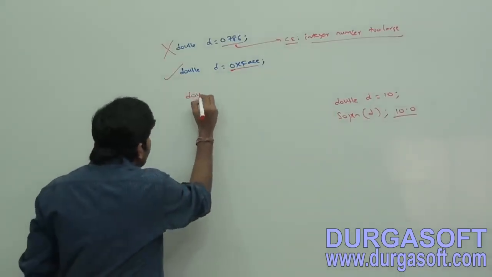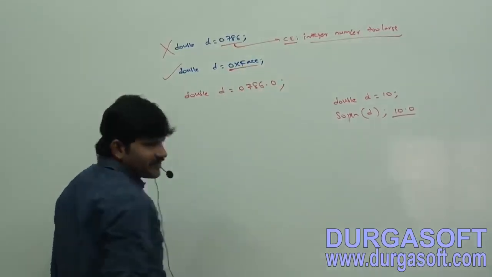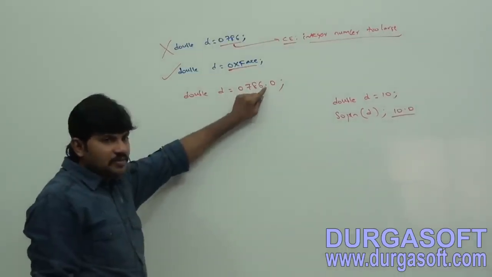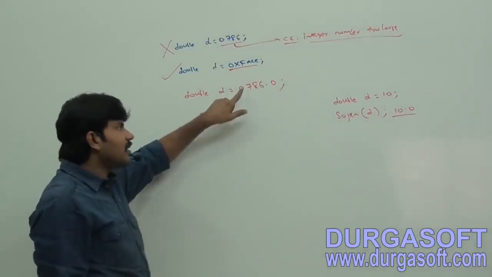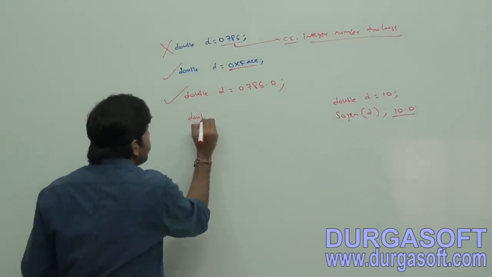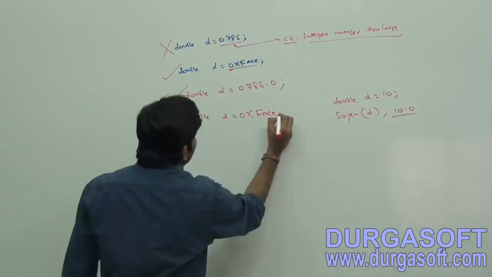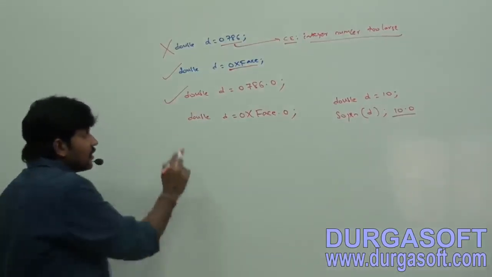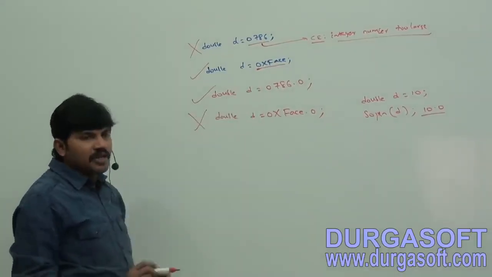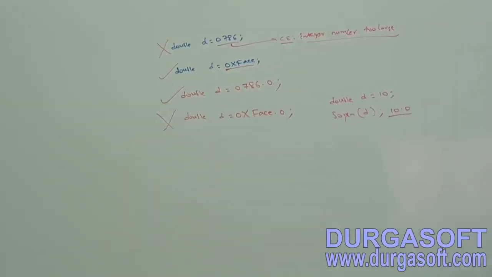Next up, double d is equal to 0786.0. Valid or not? Point is there. What is this one? Floating point literal. A floating point literal, even though it starts with 0, is not octal, decimal only. Valid. double d is equal to 0xface.0. Valid or invalid? Invalid. Sir, floating point literal starting with 0x, what does it mean? A compile error we are going to get.